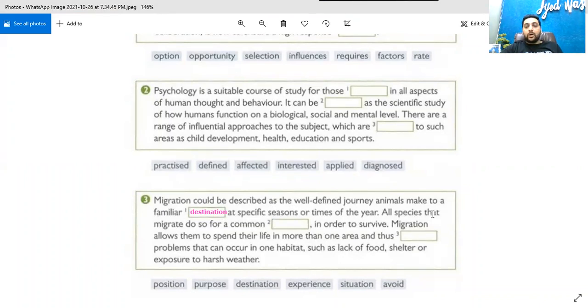Gap number 2, all species that migrate do so for a common dash. Migrate, why do we migrate? The reason, purpose. We always migrate for a purpose. Also, common purpose is a collocation, and we migrate for definitely a reason, that means a purpose. So it should be purpose.